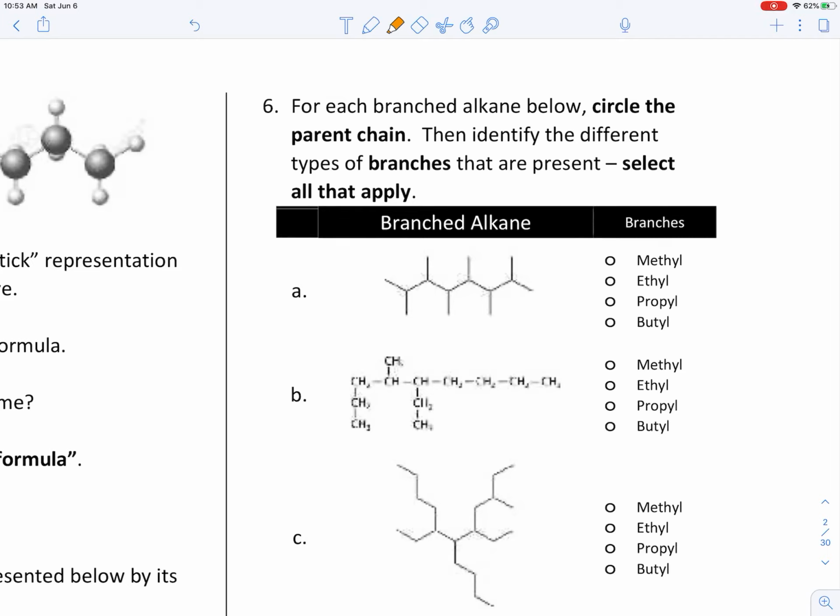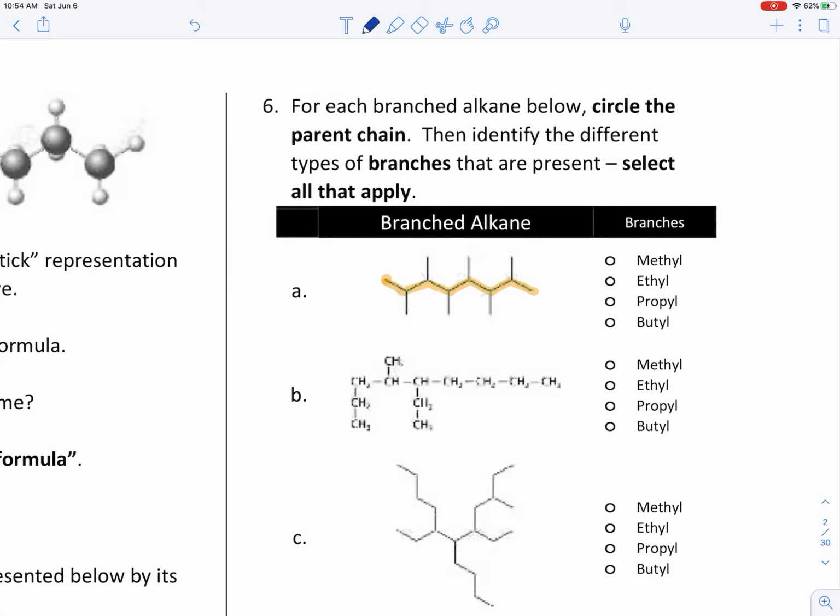So the parent chain is the longest continuous chain of carbons. One way to do that, and there may be more than one way, would be to start down here, carbon 1, 2, 3, 4, 5, 6, 7, 8. There's 8 carbons in a row. You could have done that in a different way. Someone else may have started over here and then said 1, 2, 3, 4, 5, 6, 7, 8. That would also be acceptable. So there's the parent chain. It's got 8 carbons. It would be an octane.